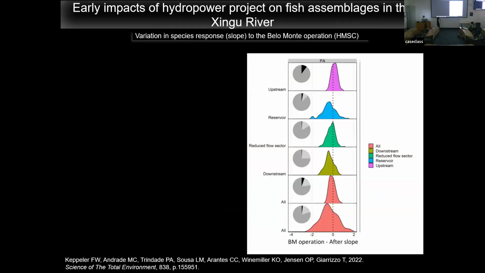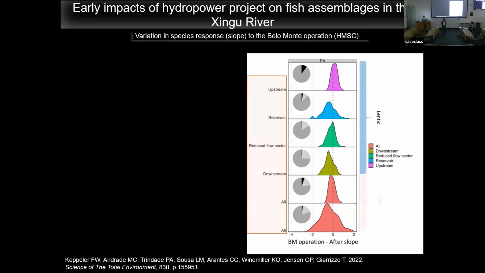And just to share one of the results, we found large variations in species responses, large variations of species occurrence to the dams. This is shown in this plot by the slope of the model coefficients, in this density plot. All the values to the left of 0 indicate negative responses of species. To the right of 0 indicate positive responses in terms of presence and absence, so in terms of occurrence. And we can see these across the zones.